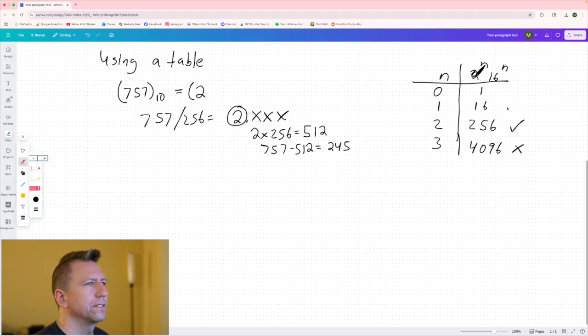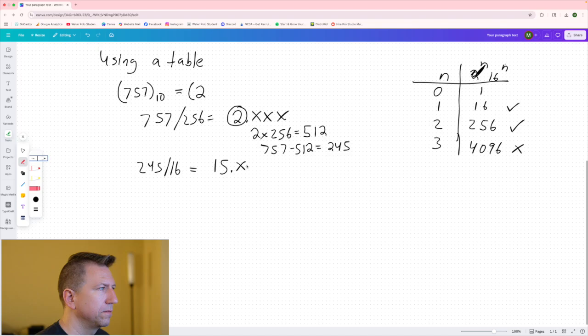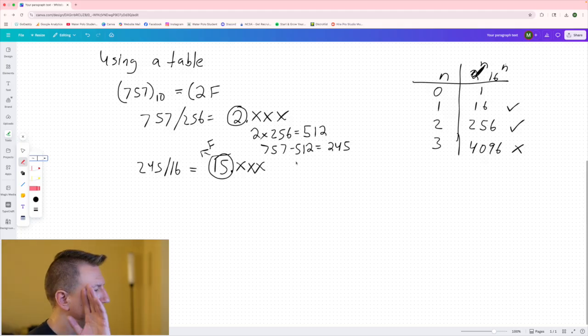Do I need 16s though? Yeah, I do need 16s to go into 245. So I have 245 divided by 16 now. What I get here is 15 and some decimal portion, and I don't care about that, so I care about 15. 15 is going to be converted to F because we're dealing with hexadecimal. So 15 is represented by the single character F. And how much of the number is represented by that 15? Well, there's 15 16s here.